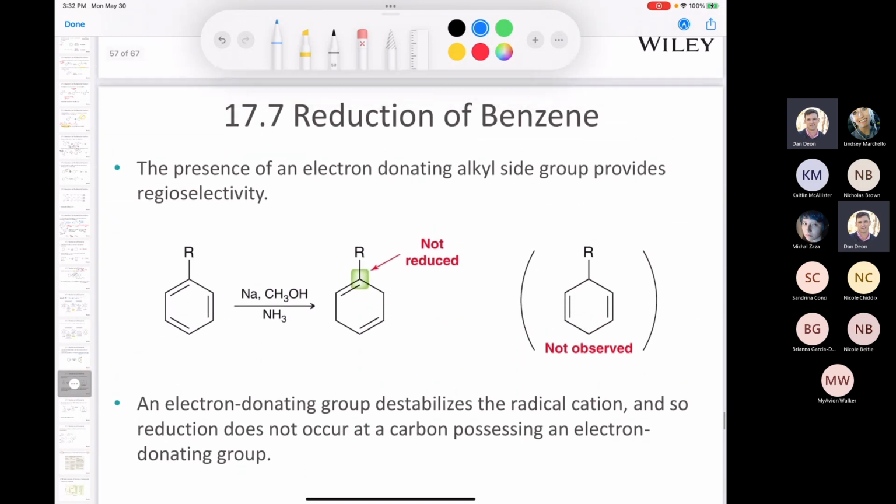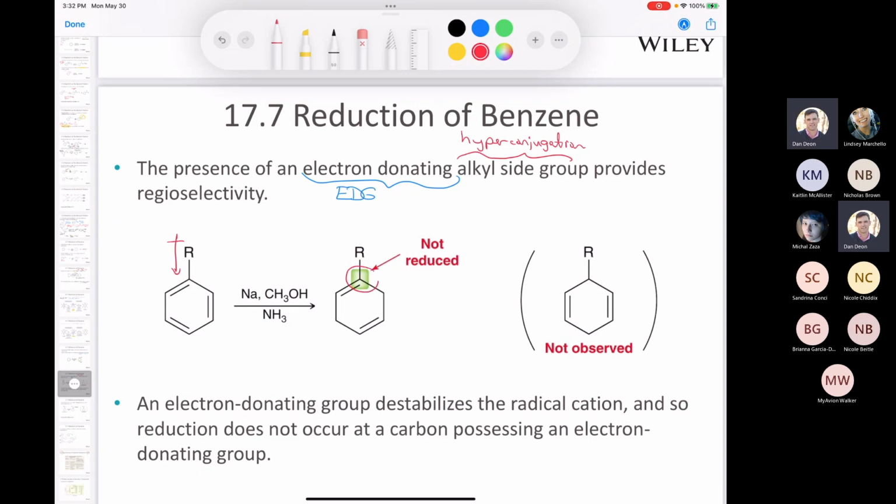All right, well, let's take a look at regiochemistry. It says here the presence of an electron-donating alkyl side group provides regioselectivity. For electron-donating group, I like to use EDG, and electron withdrawing group, I like to use EWG. But remember that an alkyl group is electron donating through hyperconjugation. Now, I'm not going to ask you to write an essay about hyperconjugation, but I want you to know that an alkyl group pours electron density into the ring. It's electron donating.